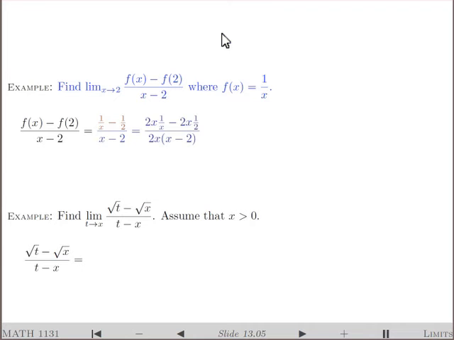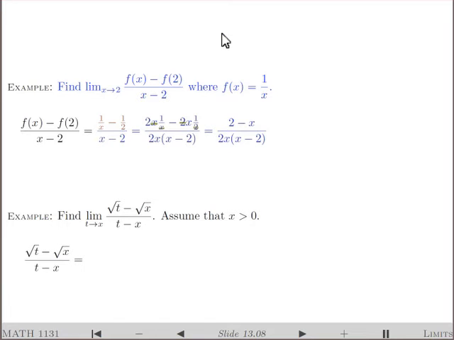I will distribute the 2x in the numerator. So I get 2x times 1 over x minus 2x times 1 over 2. I'm going to leave the denominator in factored form so I can reduce the big fraction eventually. In the numerator I have 2x times 1 over x. I can cancel the x's and I get 2. In the second term I have 2x times 1 over 2. I can cancel the 2's and I get x. So I get 2 minus x.